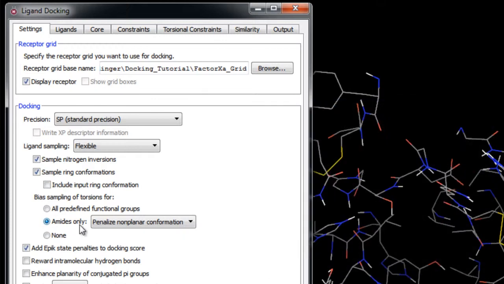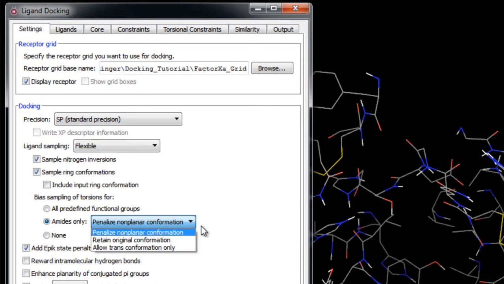The second option will bias the sampling of torsions around the carbon-nitrogen bond of amides only, and where you can penalize non-planar conformations, which will apply penalties to amide bonds that are not cis or trans rather than freezing them entirely, retain original conformations, which will fix amide bonds in their input conformation, or all trans conformation only, which will enforce the trans conformation to within a small angle range, about 20 degrees. Ligands that do not dock in a transformation are rejected.